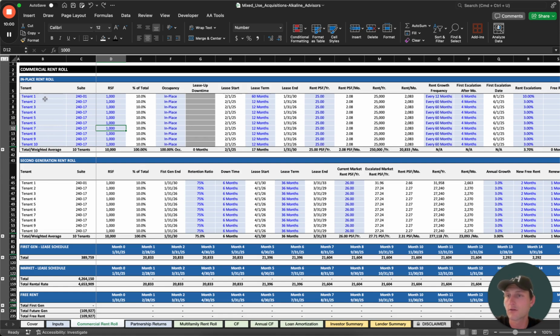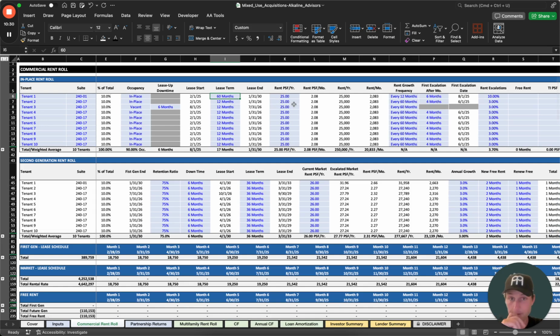So here you'll see for in place, you can choose whether the suite or the tenant is in place or it's vacant. If it's vacant, you can choose how many months of downtime you're going to need to lease up this space. We'll keep this one as vacant for now and change all the other ones to in place. So here you can choose what the lease term looks like, right? How many months will the tenant be in place from the time that the lease starts? What's the rent per square foot per year figure?